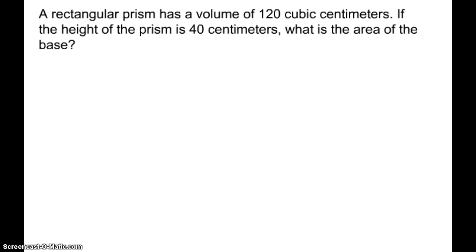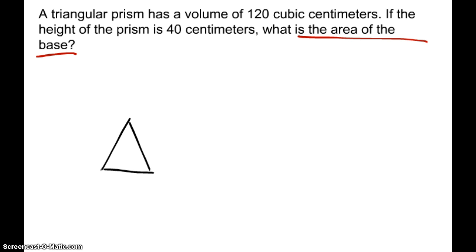A rectangular prism has a volume of 120 cubic centimeters. If the height of the prism is 40 centimeters, what's the area of the base? So this problem, we're looking for the area of the base. So again, draw a picture of it. So we know it's a rectangular prism. Oh, pause. Sorry. Change that to triangular prism, just for variety. A triangular prism has the volume of 120 cubic centimeters.